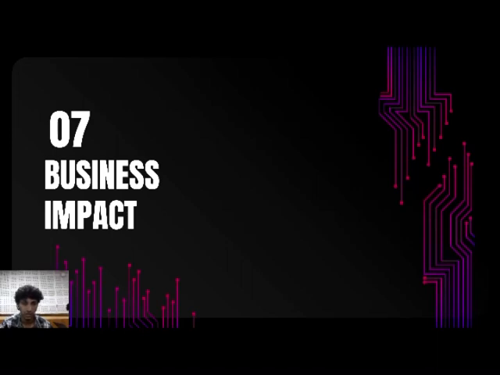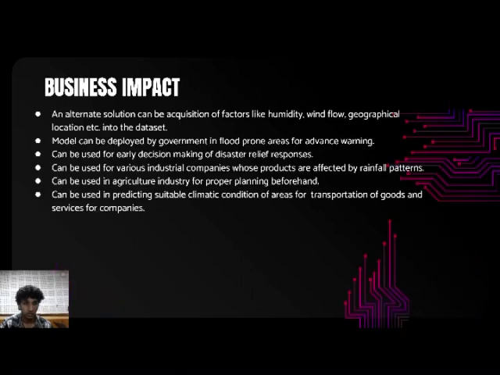Now I'll talk a bit about the business impact. A different approach would be to add variables like humidity, wind direction, location, etc. to the data set. One more point is that the government can use the model to deploy early warning systems in flood-prone areas, and it can be used to make quick decisions about disaster-resistant actions. And when applied to a range of industrial businesses whose goods are impacted by rainfall patterns, it'll be really useful. Thank you.